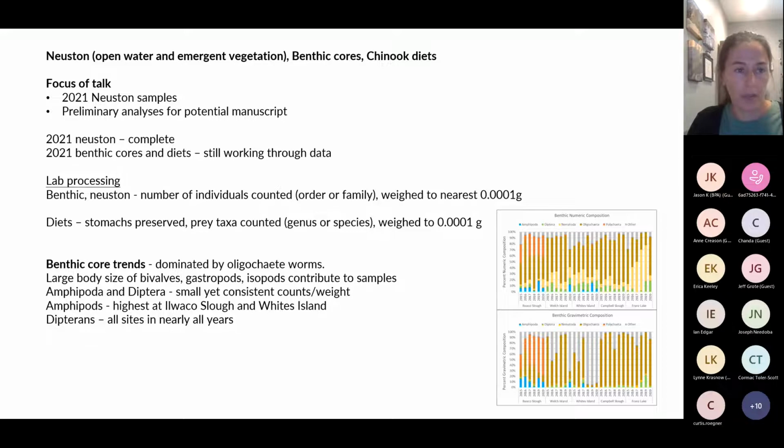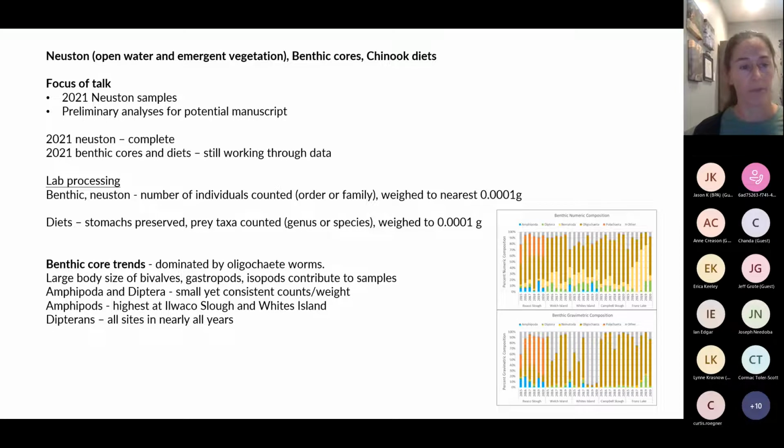So the focus of my talk will be primarily on the 2021 Neuston sampling and also some preliminary analyses that I have begun for a potential manuscript. So 2020 Neuston samples are done. Benthic cores and diets, we're still working through the data.